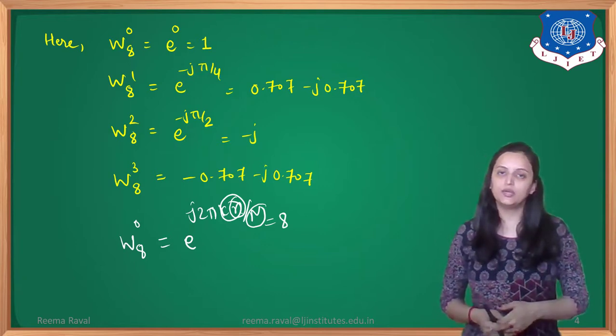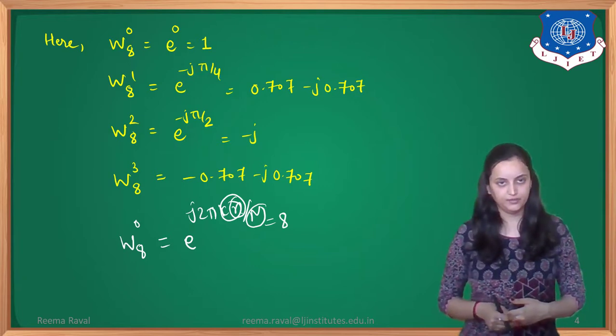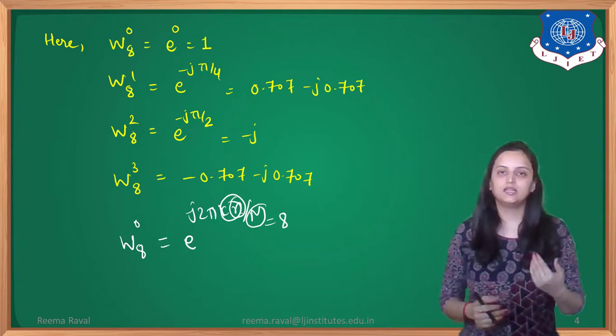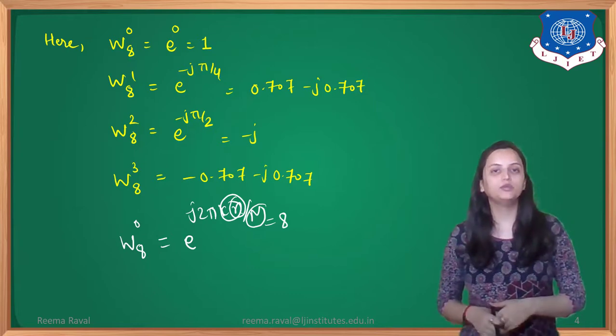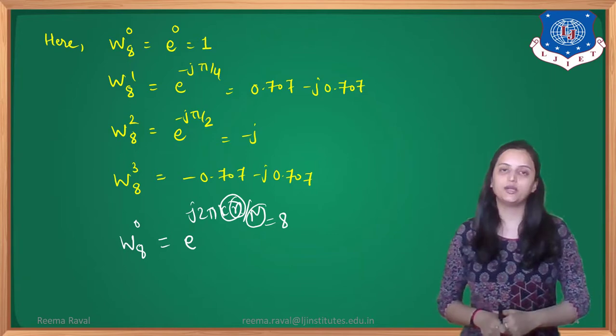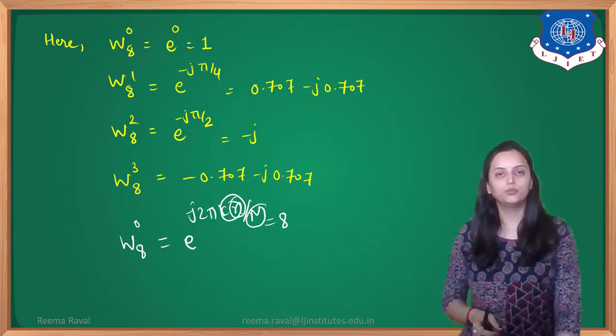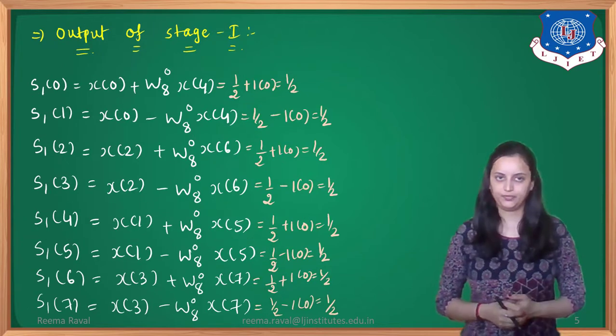Next, W at 1 value is 0.707 minus j 0.707 and W at 2 is minus j, and the last value, that is W at 3, that is minus 0.707 minus j 0.707. Now let us calculate the first output values of stage 1.